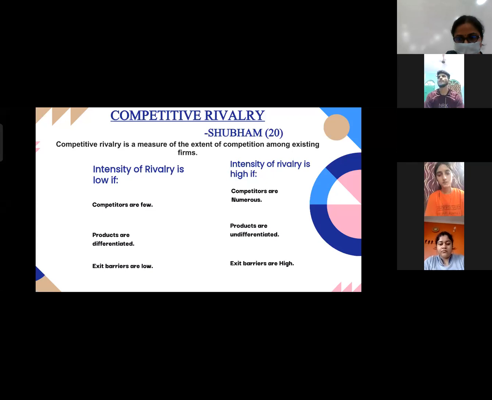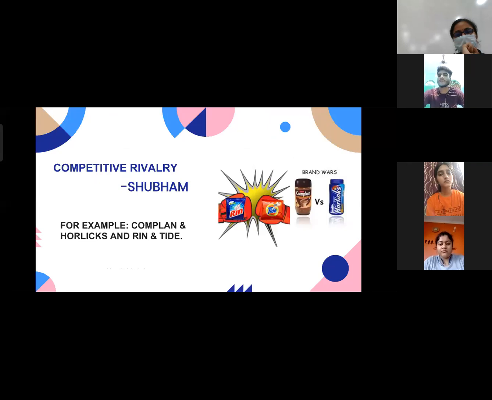For example, McDonald's and Burger King, they are known for their specialty in burger, and there are only two competitors, I mean rivalry, in burger. And rivalry is high if competitors are numerous, products are undifferentiated, exit barriers are high, and brand loyalty is insignificant. In this, competition is high. For example, the automobile industry. For example, Nike, Puma, Adidas, and many more. Thank you.